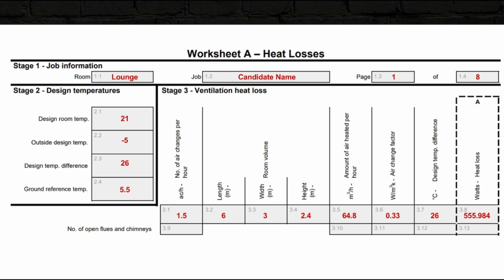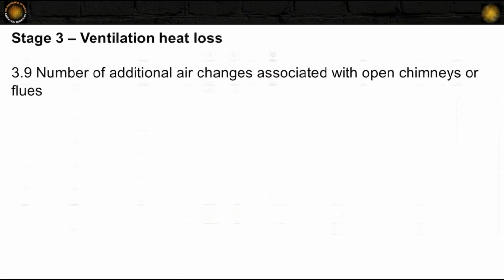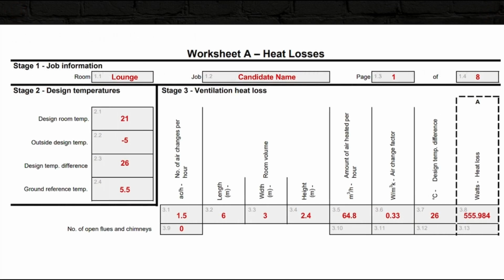Box 3.9 through to box 3.13 is about the number of open flues and chimneys, which would obviously increase the ventilation or the air movement. Now, we don't have a chimney in our case study, so we could either put a line through that section or just go through the motions.